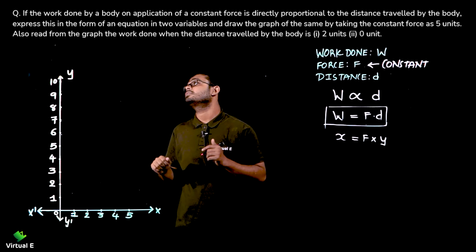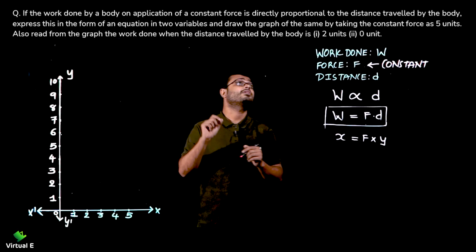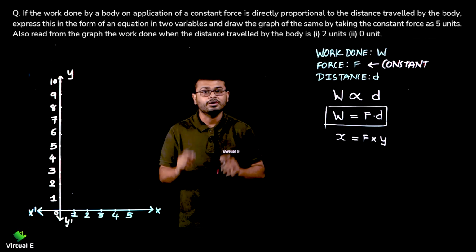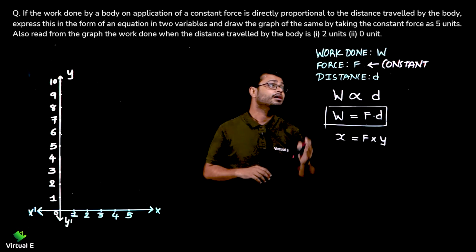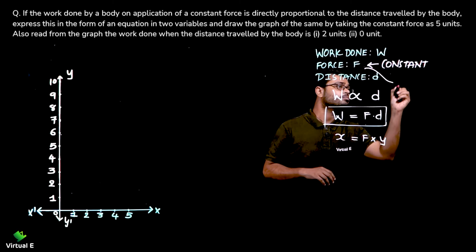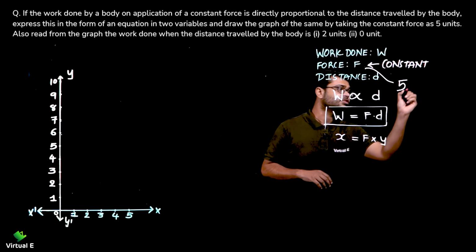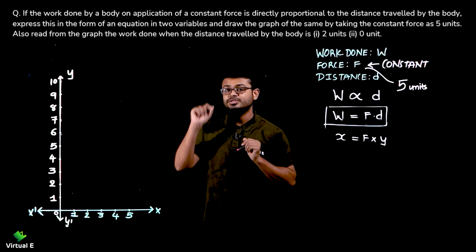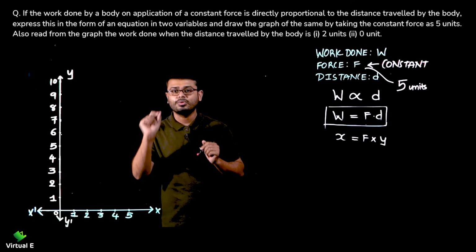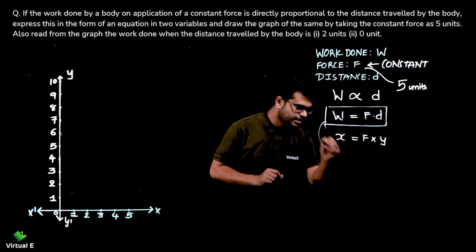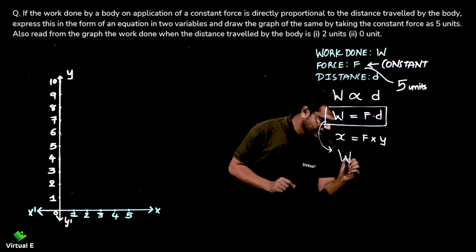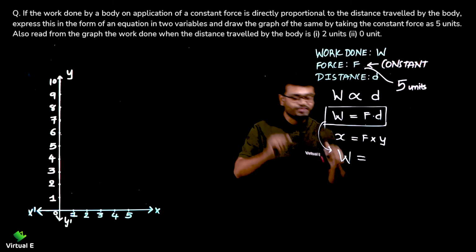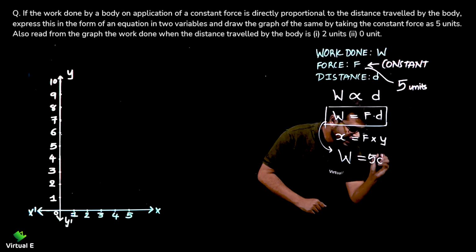Let's continue reading further and draw the graph of the same by taking the constant force as 5 units. So we are supposed to take the value of F as 5 because it is constant. I told you that it is not going to change. So let's continue from this equation. W is equal to F into D. Instead of F, I can write 5 now. So 5 and D.